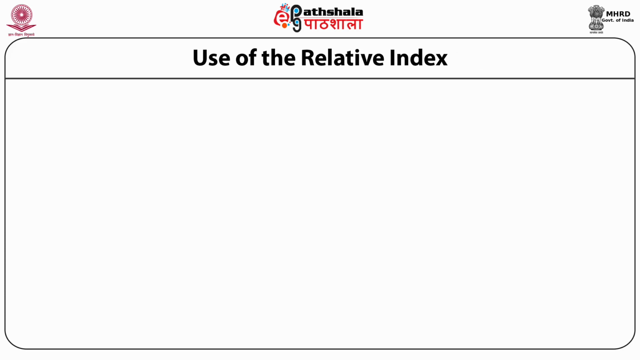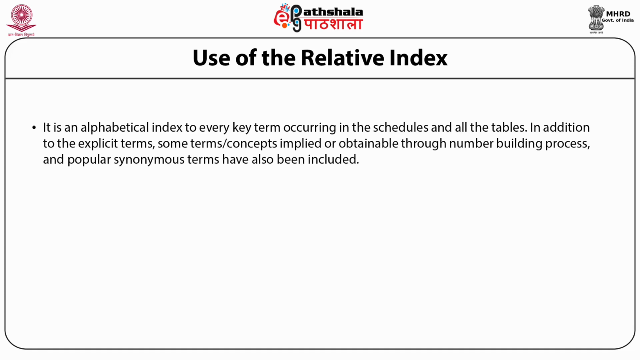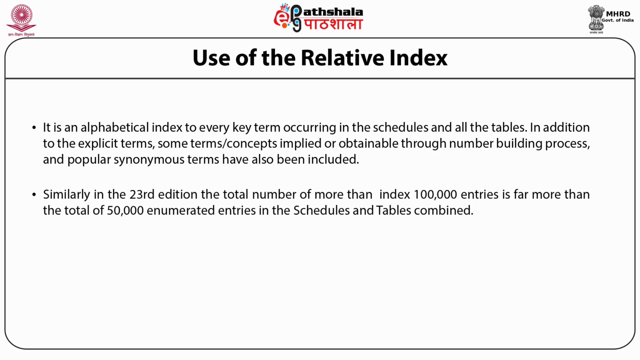Relative index is another important contribution of the DDC, or of Manual Dewey. It's not simply an alphabetical list of concepts or terms used in the DDC, but it can also be seen as another structure of knowledge or another approach to knowledge organization. This relative index is an alphabetical index to every key term occurring in the schedules and all the tables. In addition to the explicit terms, some terms and concepts implied or obtained through the number building process, and popular synonymous terms, have also been included in the index.